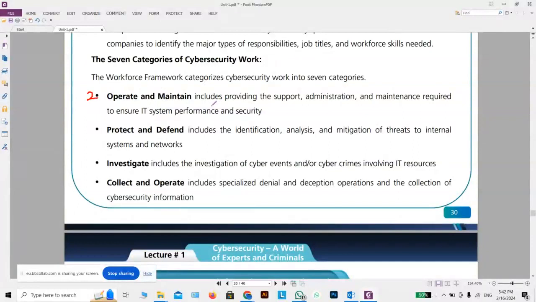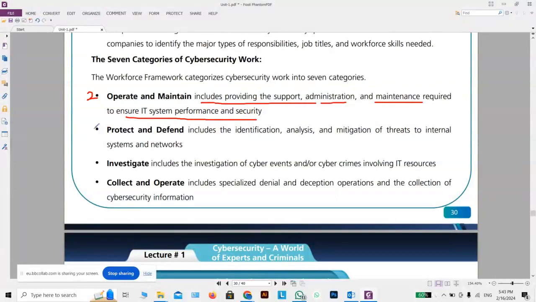Okay, so here we have administration. We have the customer service and technical support as well. We also go for the managed network services, the system administration, this kind of services. Okay, so here it is written that it provides support, administration, and maintenance required for ensuring IT performance and security.